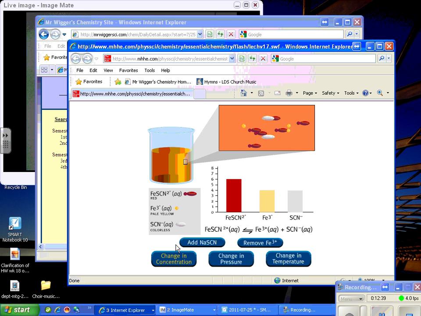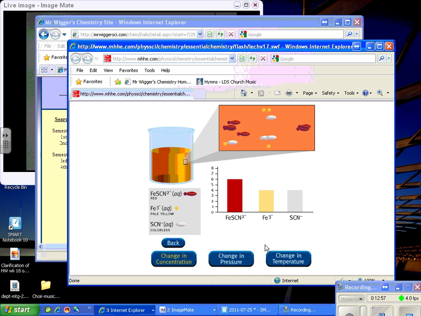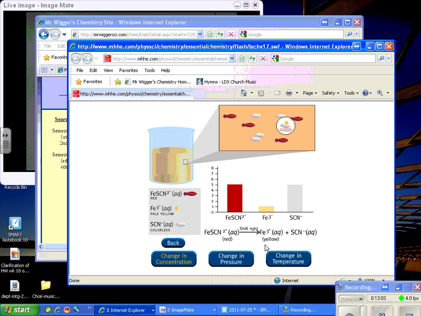Okay, it's dark right now. More of this will make this guy darker, right? So I'm going to remove iron, and when I remove iron, we're going to take that FeSCN, and it will get more to the color of iron, and of course SCN has no color. So here we go, remove the iron. Now watch the color change. See it?